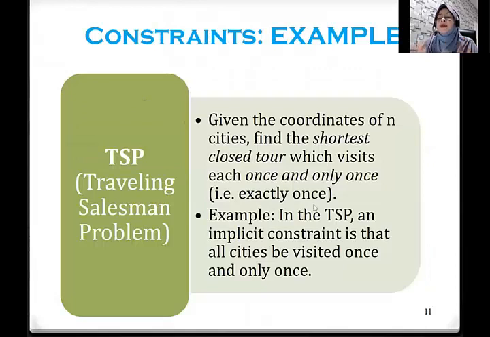Let's have a look at the constraint in a constraint example. Let's say the traveling salesman problem. Given the coordinates of n cities, find the shortest closed tour which visits each city one and only once, that is, exactly once. So in this example, an implicit constraint is that all cities be visited once and only once.